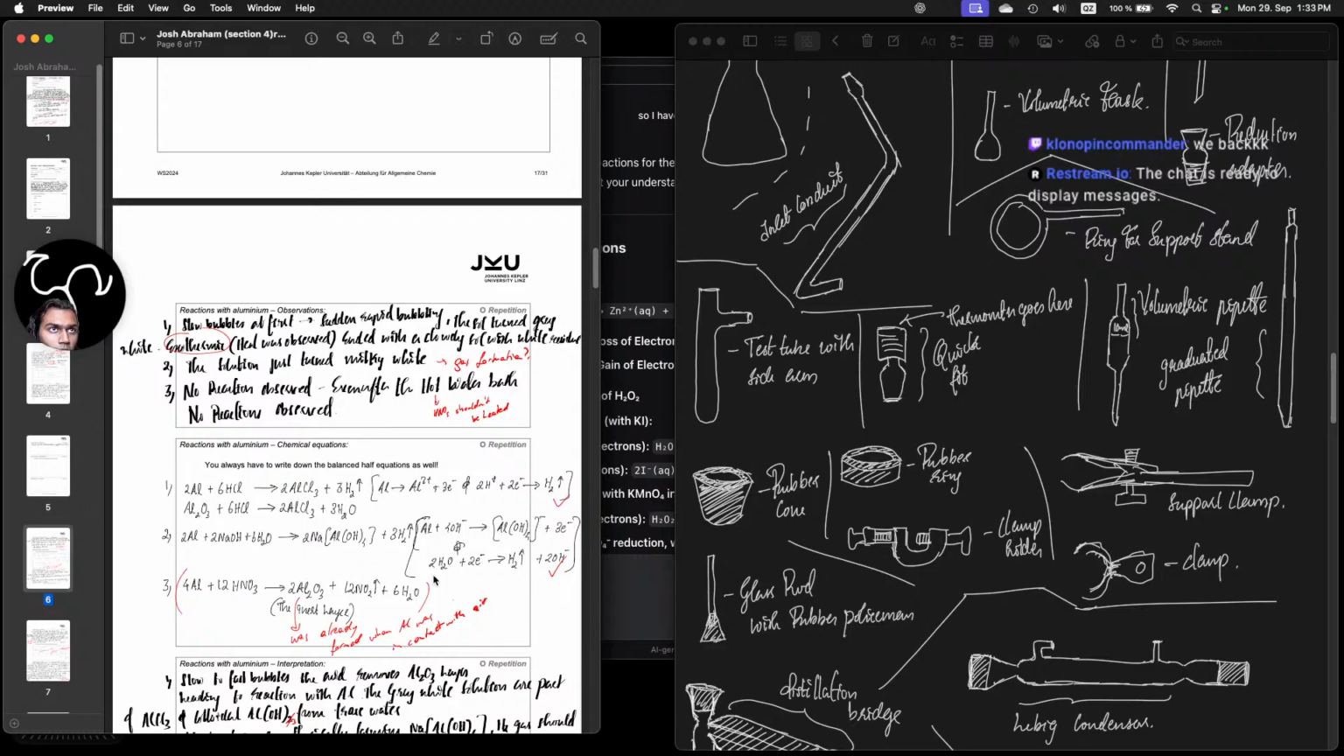Now with aluminium, slow bubbles at first, then sudden rapid bubbling, then the solution turned gray. Exothermic heat was observed, ending with a cloudy solution with white residue. The solution turned milky white.